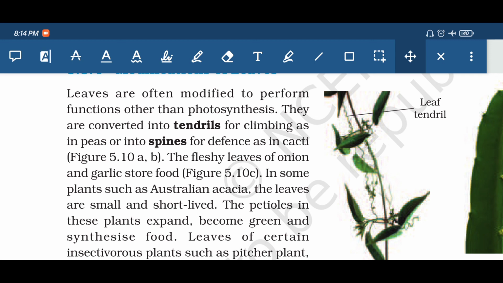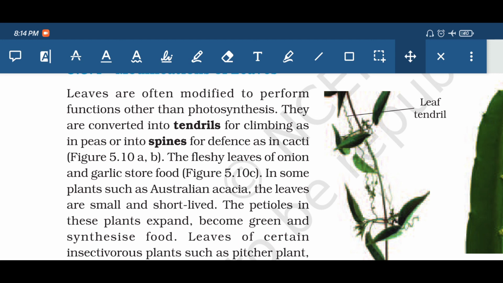If you take an onion, the first layer which we remove, which is the dry layer, is called the dry scales or the dry scaly leaves. The fleshy part which we consume, which we eat, is called the fleshy leaves. Those are leaves only, not the root. Onion and garlic have fleshy leaves.